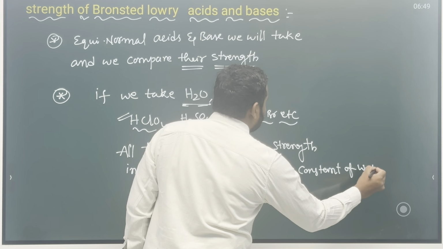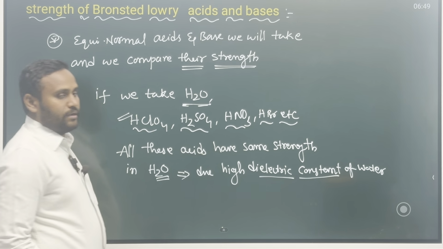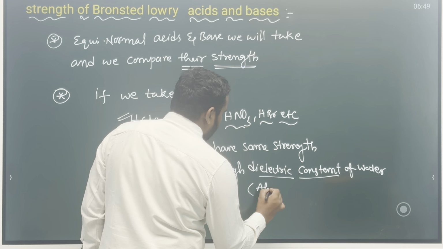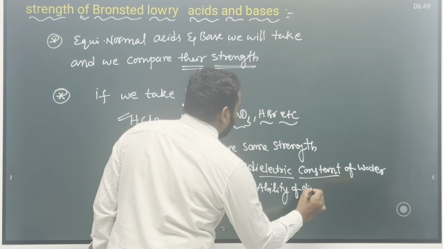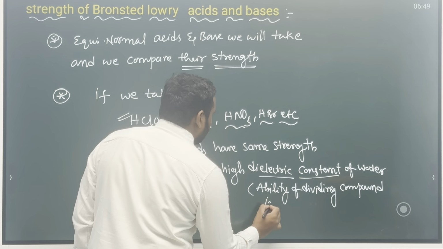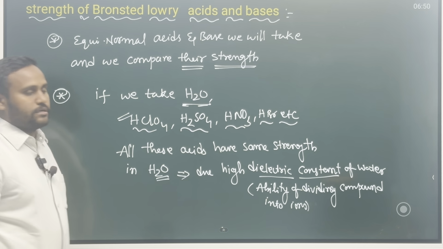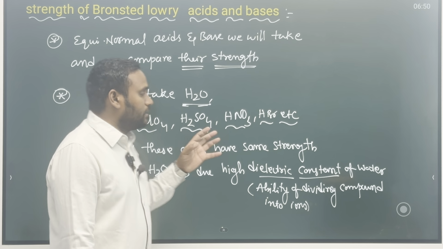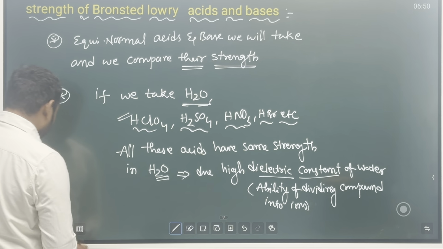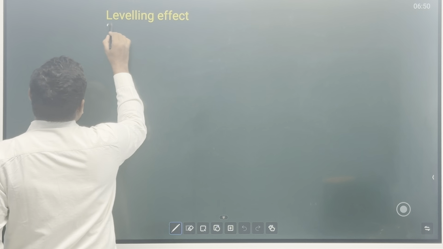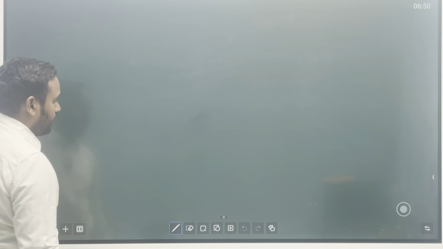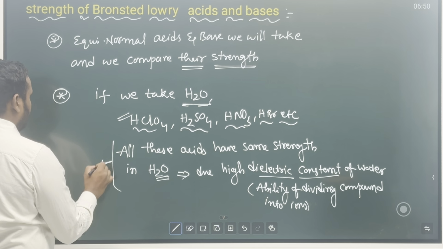What is the dielectric constant? Dielectric constant is the property, the ability of dividing a compound into ions. Due to this high dielectric constant, all these have the same strength in water. That's why we cannot take water to compare their strength. Here water is known as a leveling solvent. What I explained previously is called the leveling effect.